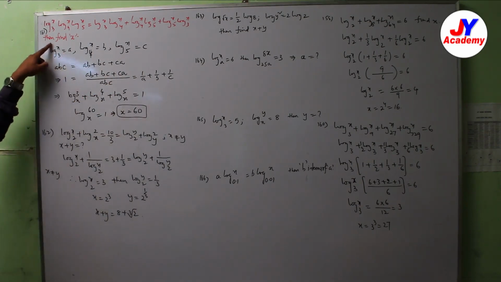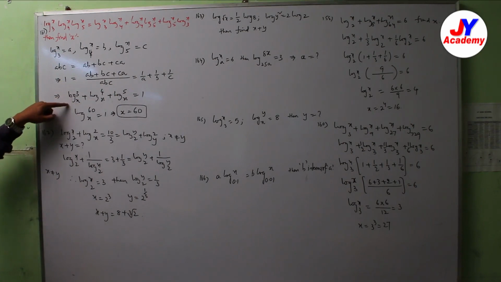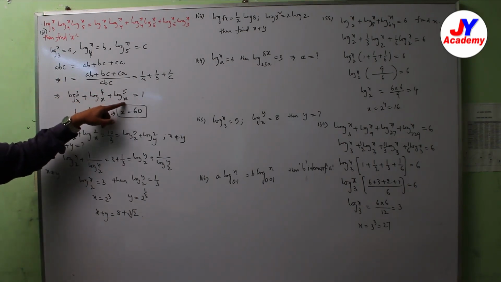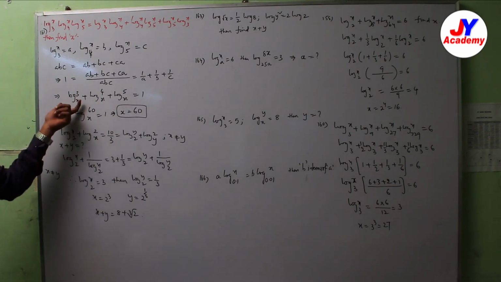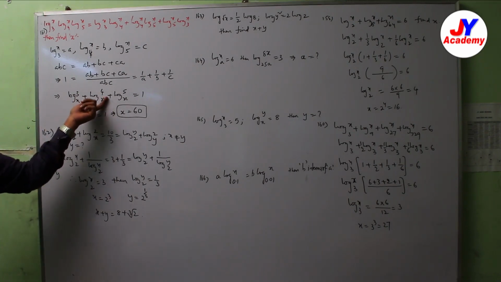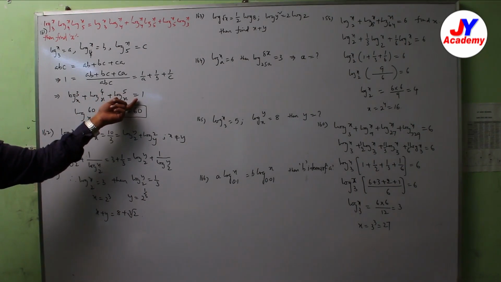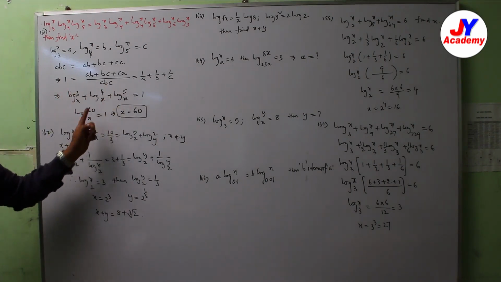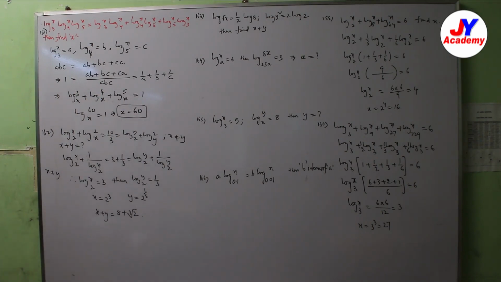And you know A is log x base 3, so 1 by A is log 3 base x. Similarly 1 by B is log 4 base x, and log 5 base x. This is of the form log A base m, log B base m, log C base m in summation, that is log ABC base m, so log of 3 into 4 into 5 base x. So 60 is equal to x power 1.